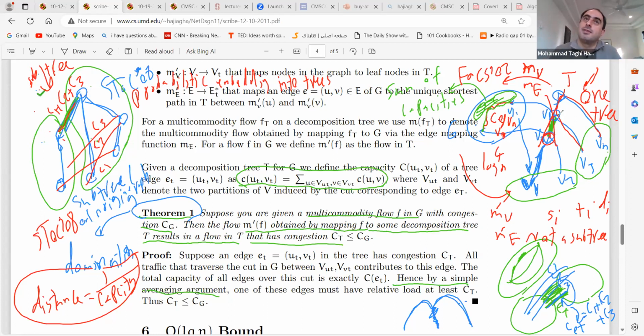Now, what is another interesting thing? If you remember, we discussed in Bartal or FRT that for a cycle, you cannot embed it into one tree. And that was the reason that we considered probabilistic embedding into a set of trees in the first place. However, here, for the cut problem, which is generally somewhat dual of connectivity, but generally harder, interestingly, we can actually have only one tree.